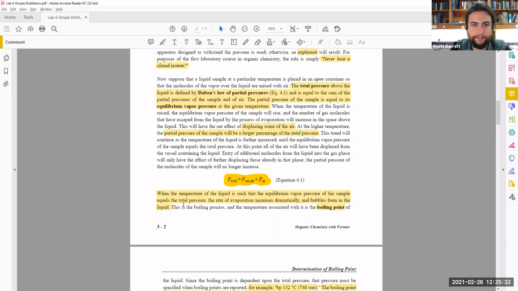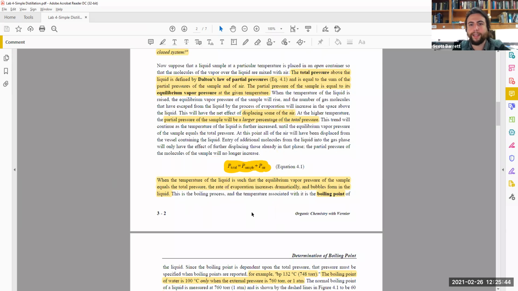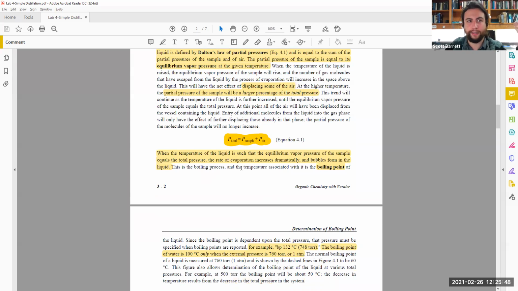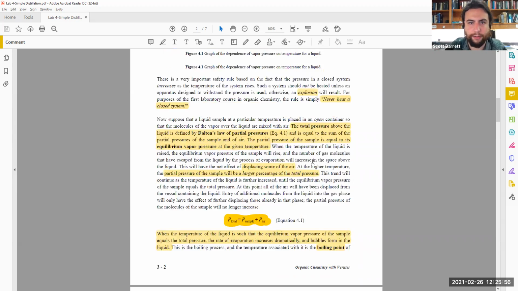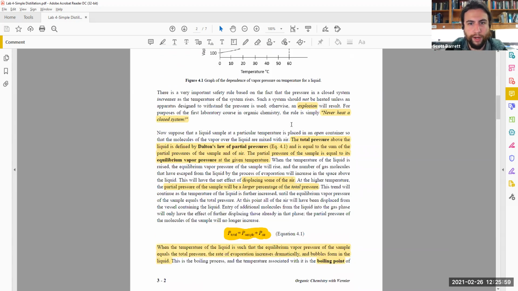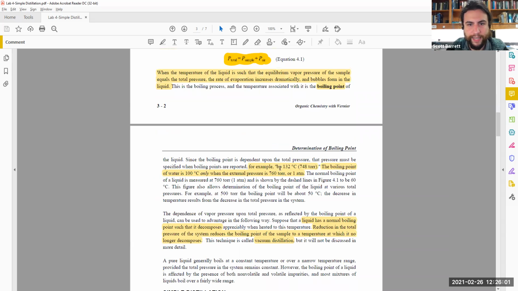So going forward, we would understand that when the temperature of a liquid is such that the equilibrium vapor pressure of the sample equals the total pressure, the rate of evaporation increases dramatically and bubbles form in the liquid, which comes to this final idea that everyone understands already, but this is just the pretense of the concept of the boiling point.